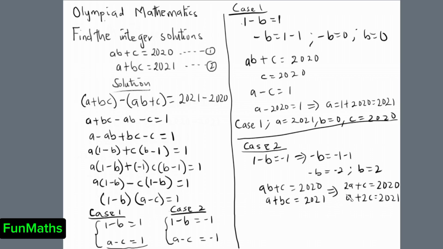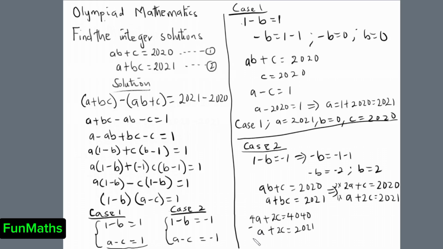So how do we solve this? We use the elimination method since both of them are simultaneous equations. But we can't eliminate any of the variables because none of the variables have the same coefficient. We need to make that possible. So multiply the top equation by 2 and the other by 1. It will give us 2 times 2, which is 4A plus 2C equals 4040. And then the other is A plus 2C equals 2021.